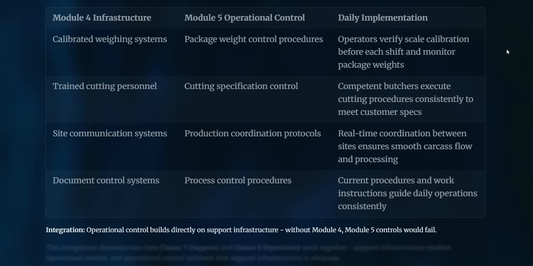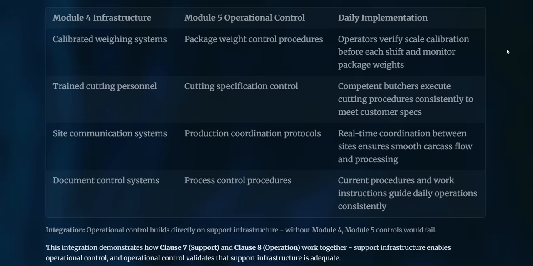Integration. Operational control builds directly on support infrastructure, and without Module 4, Module 5 control would fail. So this integration demonstrates how Clause 7 support and Clause 8 operations work together. Support infrastructure enables operational control, and operational control validates that support infrastructure is adequate.